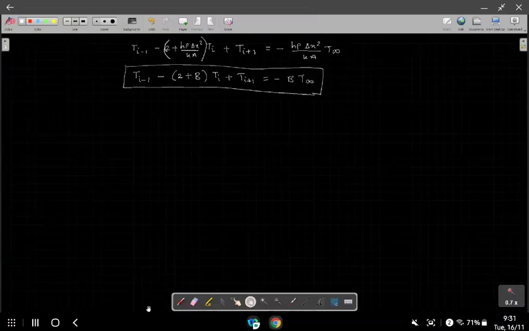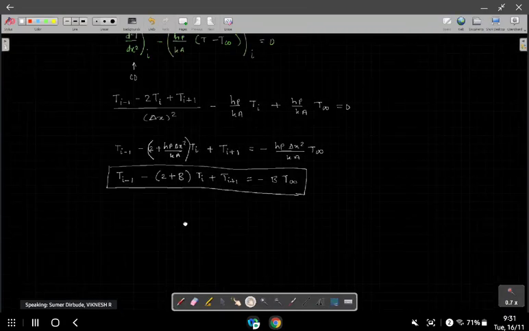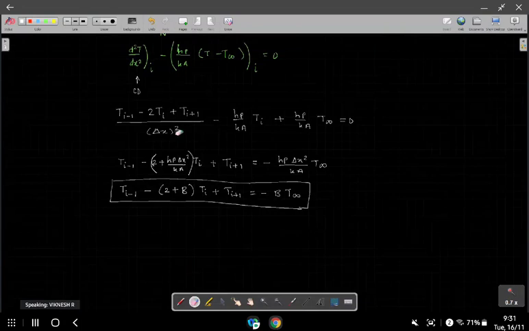Sir, that delta x square term, can you please explain that, sir? In the above step, you are multiplying by delta x square.